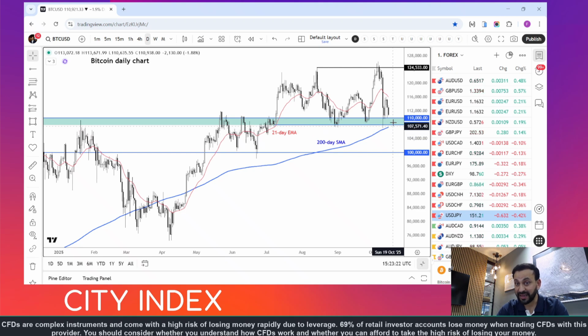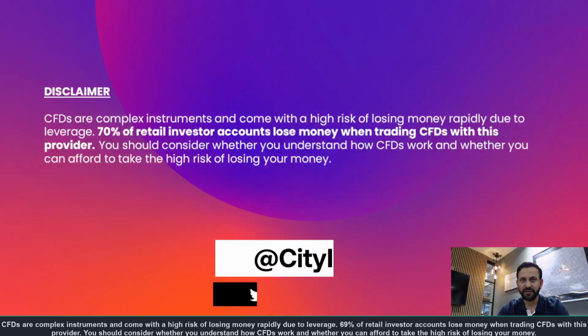In the event that it does hold, then that could potentially pave the way for a run towards 116 or thereabouts, and then 120 is the next area of resistance before the focus turns back to 124 to 125 area once again.